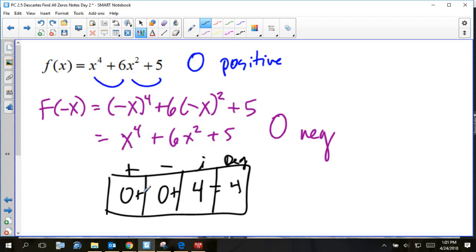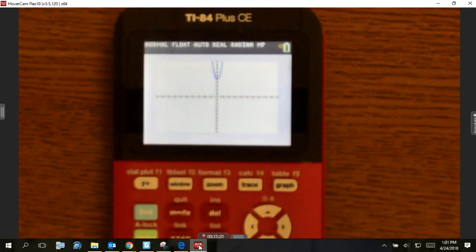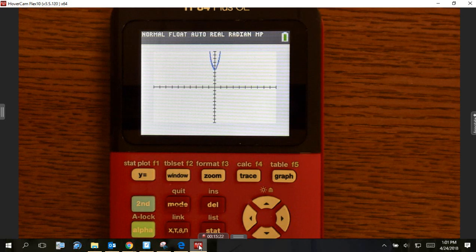I'm just going to graph it. X to the 4, fakes, plus 6x. It's on the y-axis. It's not on an x. There is a y-intercept. So you can see the graph goes up, and just keeps going up.